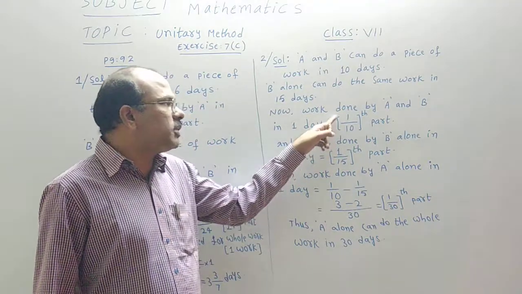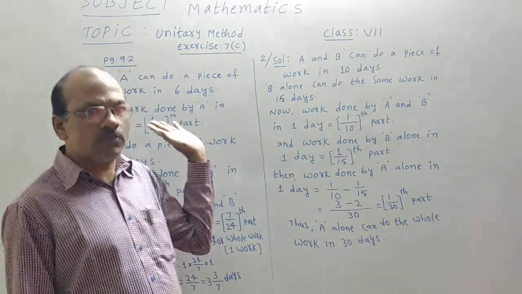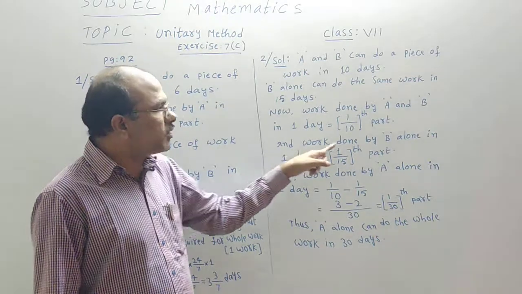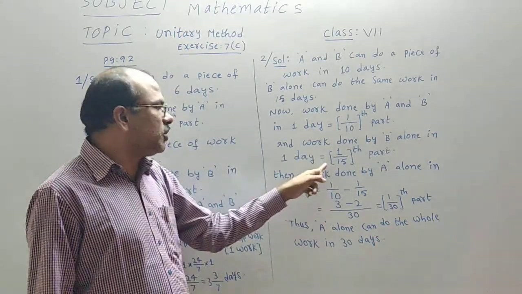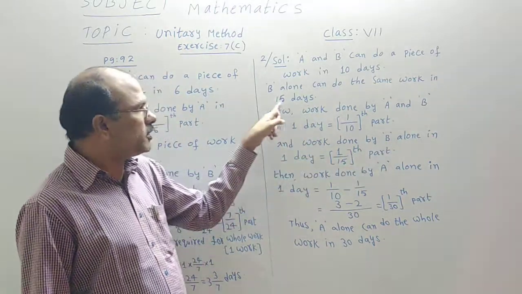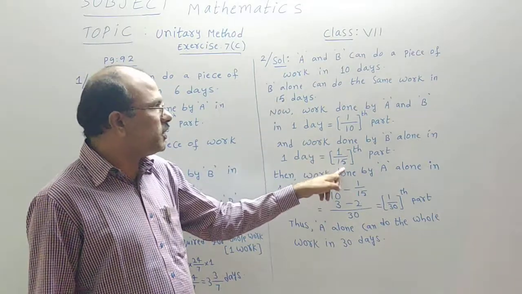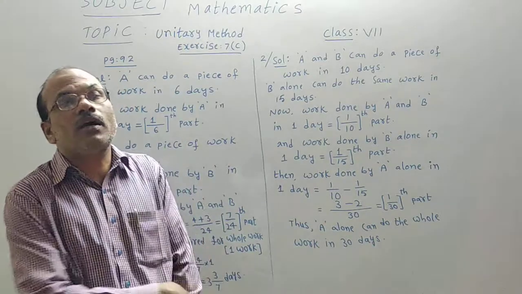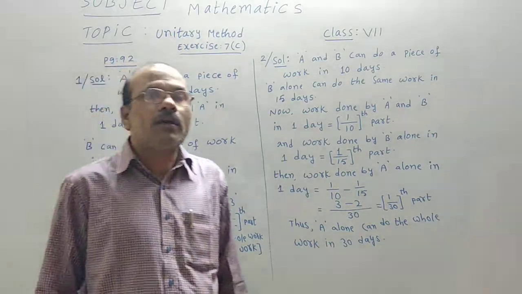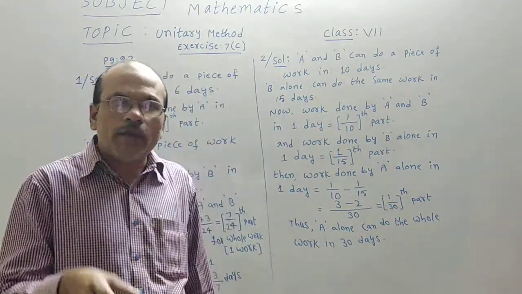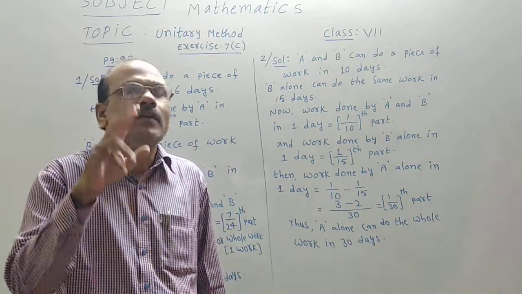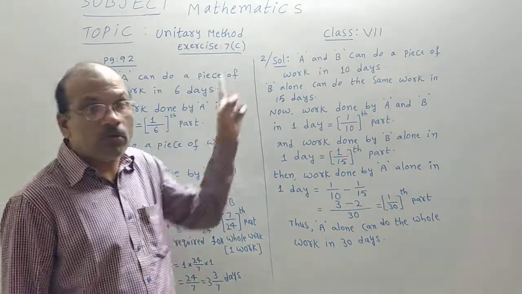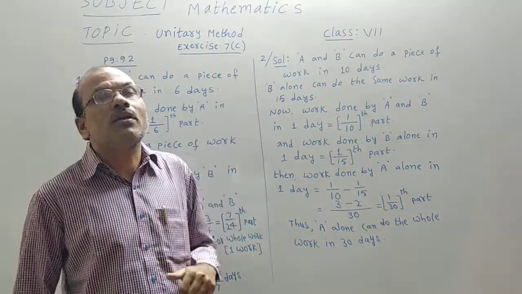Then 1 day's part is 1 by 10th part, as we have seen in the previous question. And work done by B alone in 1 day is equal to 1 by 15th part. Here 15 days, so 1 by 15th part. There 10 days, so 1 by 10th part. The question they have asked is, if we want to appoint only the person A, how many days of time are required for him in order to complete the whole work? That is the question given for us.